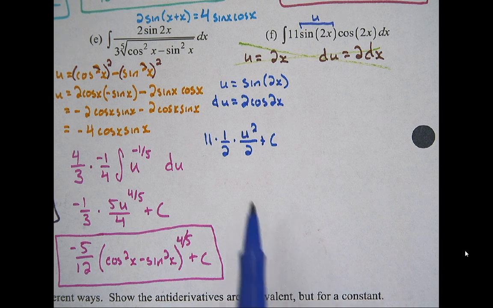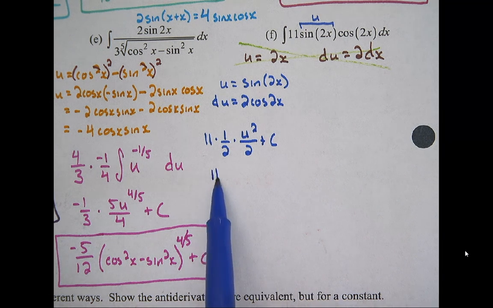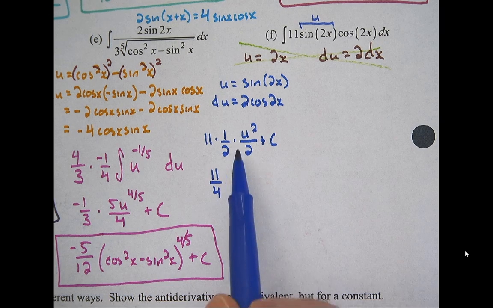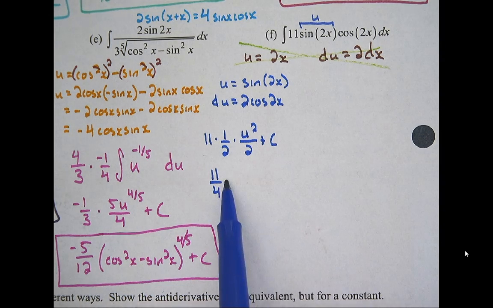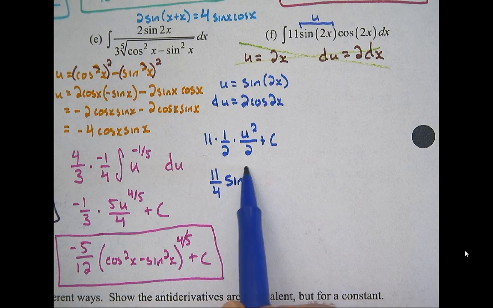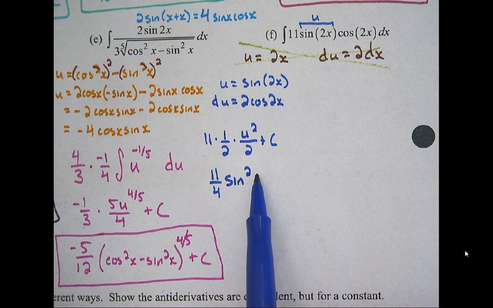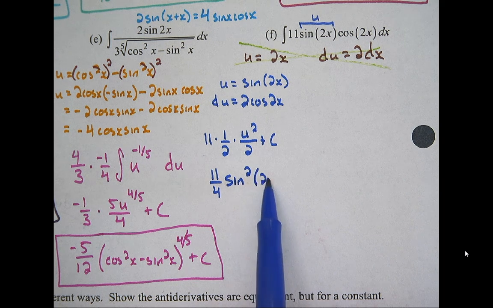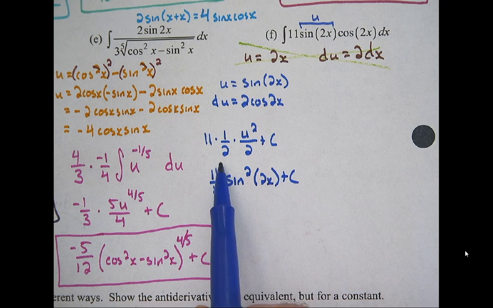So then I can clean this up. I would get 11/4. What did we say u was? Sine squared of 2x plus c.